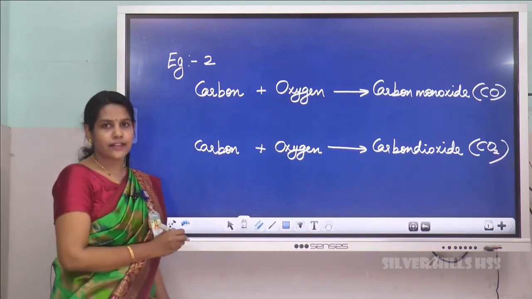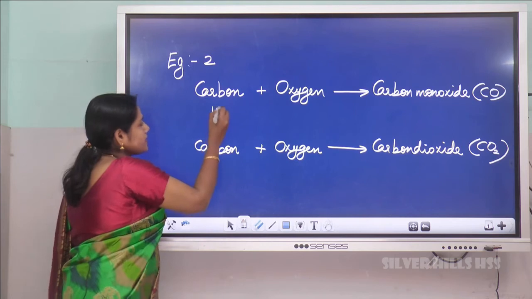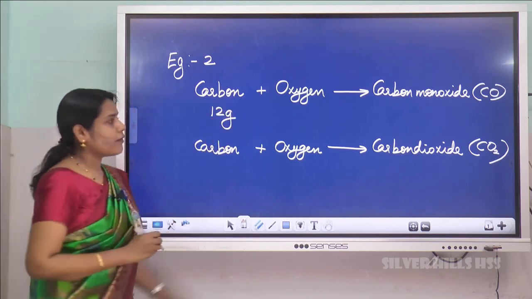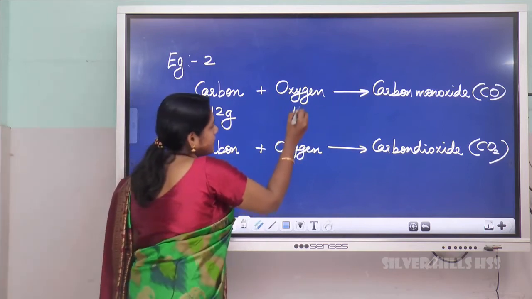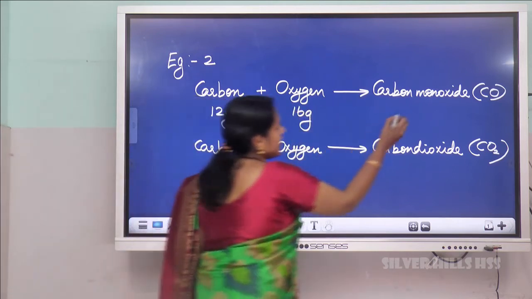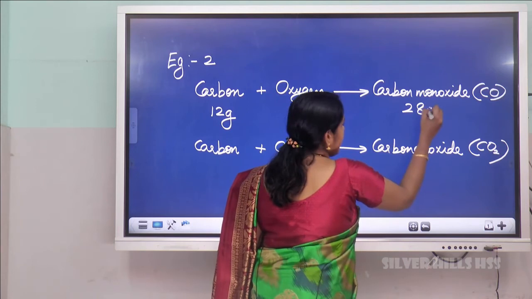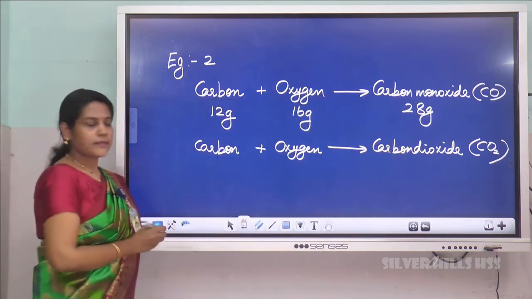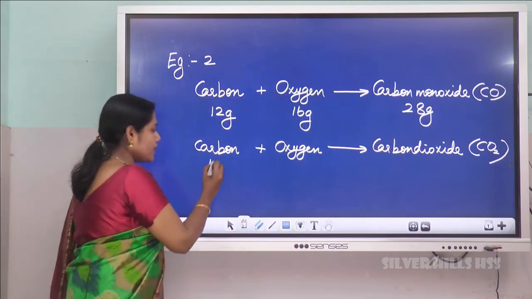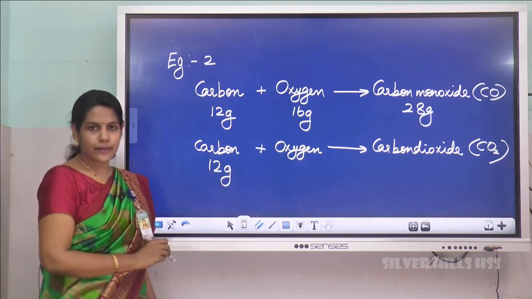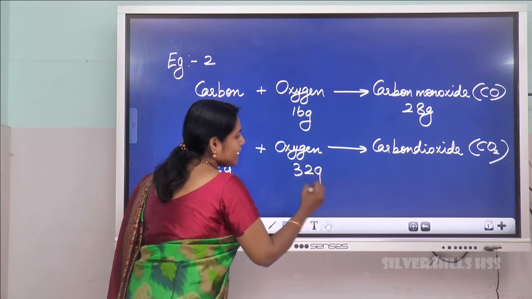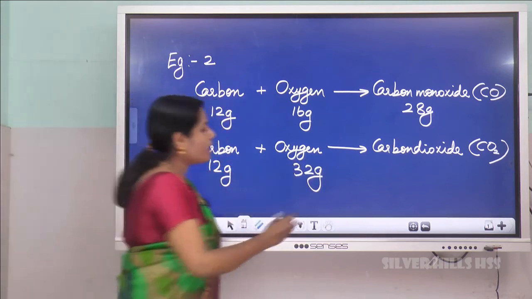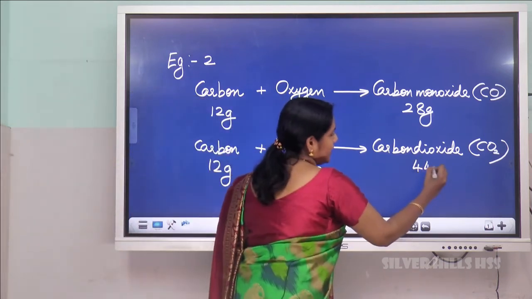So let us write the masses. For carbon it is 12 gram. We have only one carbon in carbon monoxide. And oxygen it is 16 gram. And altogether it is 28 gram. Then in carbon dioxide again we have only one carbon atom. So the mass of carbon is 12 gram. We have 2 oxygen atoms in carbon dioxide. So it is 32 gram. Altogether it is 44 gram.